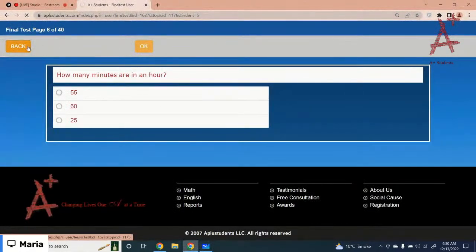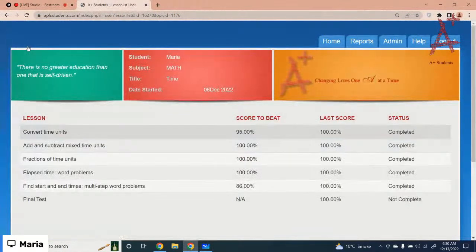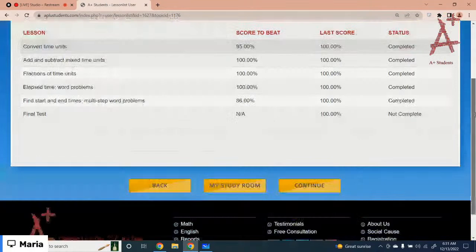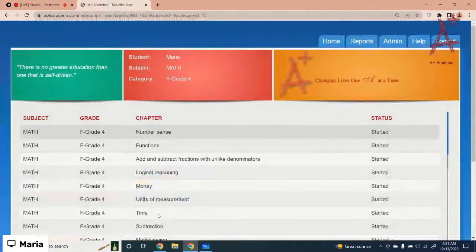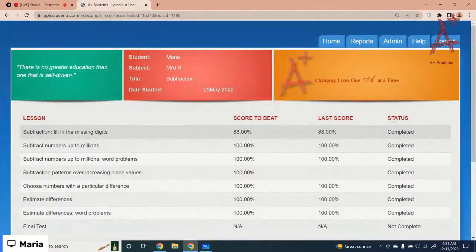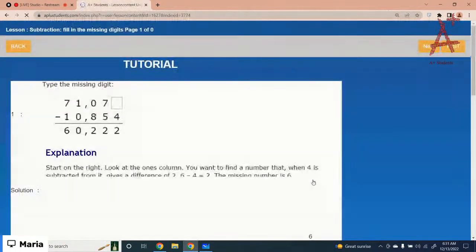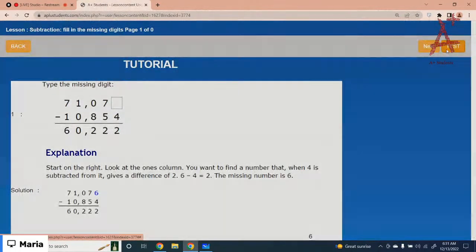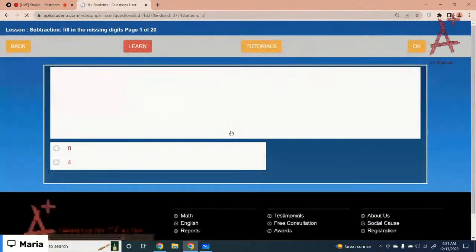Okay, we're going to start with a new chapter, that is subtraction. Okay, here is the chapter subtraction. Let's start with the first lesson, subtraction, fill in the missing digits. Okay, you have to find the missing digits. Let's start with the first one.